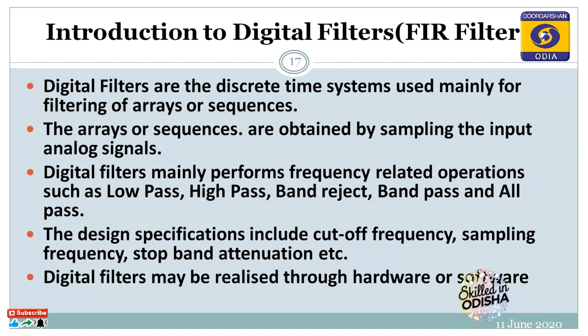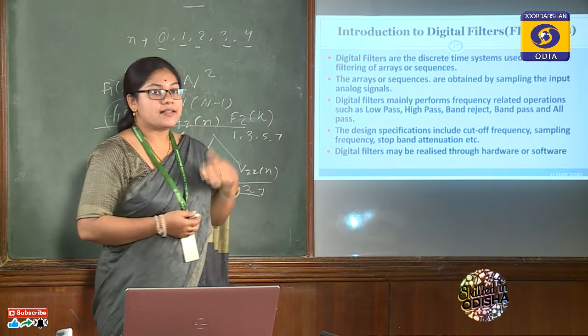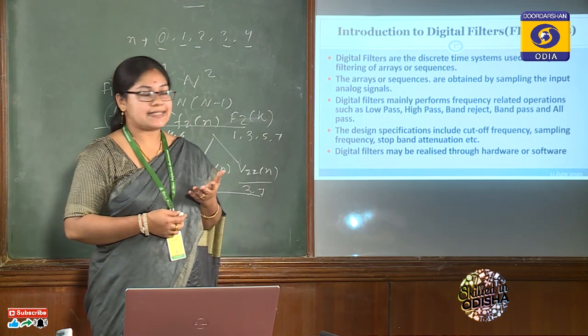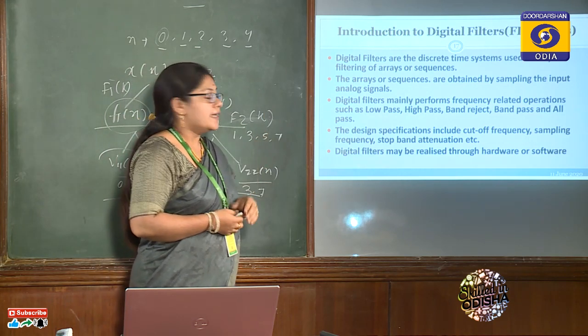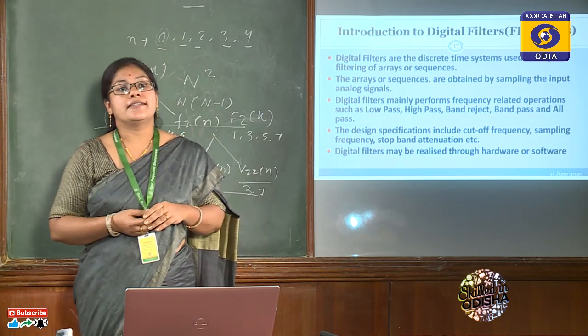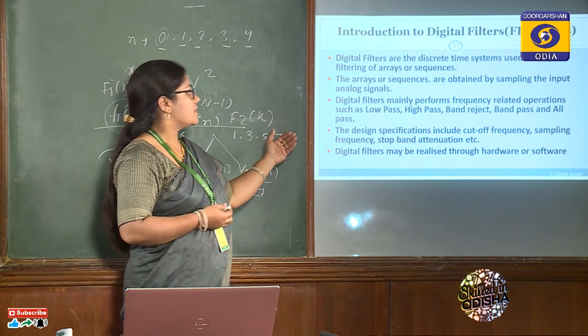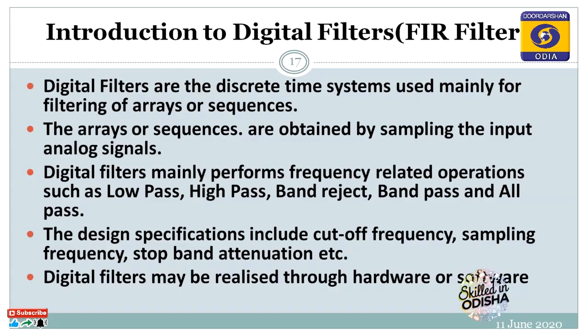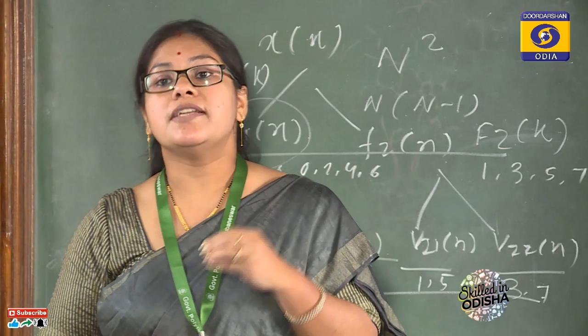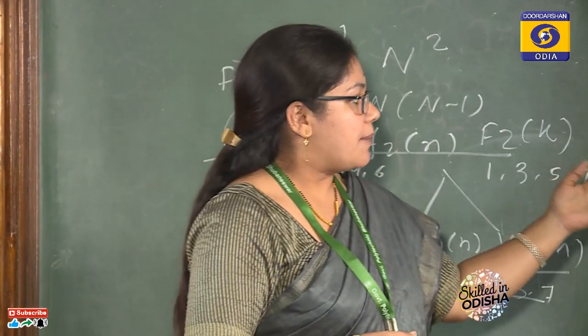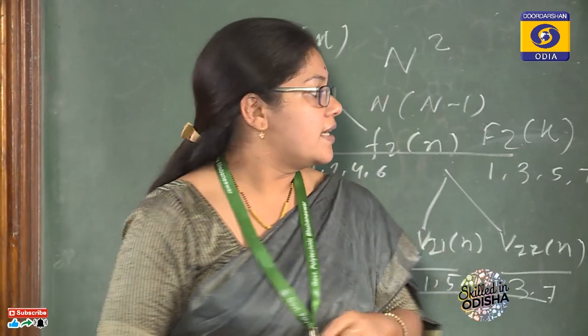Now how do we get these arrays and sequences? We get them by sampling the input analog signal. Because the input is analog, we have to discretize it, so the method is sampling. Now like other analog filters, they perform the basic operations like low pass, high pass, band pass, band stop, etc. One more thing, digital filters include specifications in terms of cutoff frequency, sampling frequency, stop band attenuation, etc.